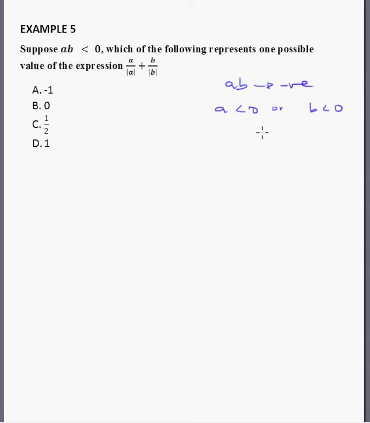Both cannot be less than 0. If both of them are less than 0, then you know negative a times negative b will be positive. So one of them has to be less than 0. So I'm going to solve this with the common sense approach. Let's do the common sense approach.